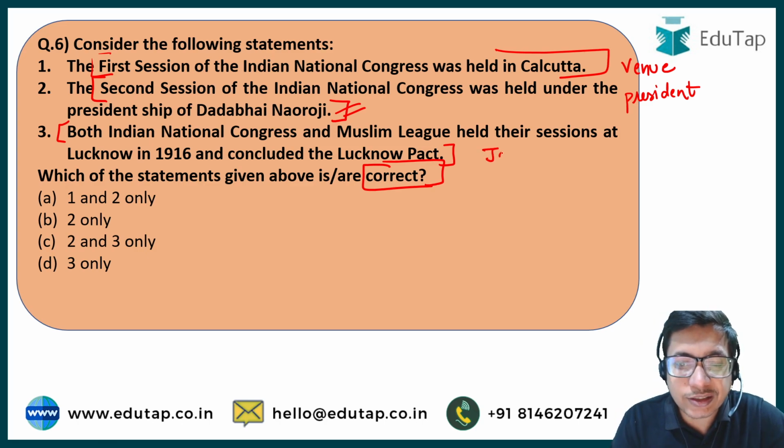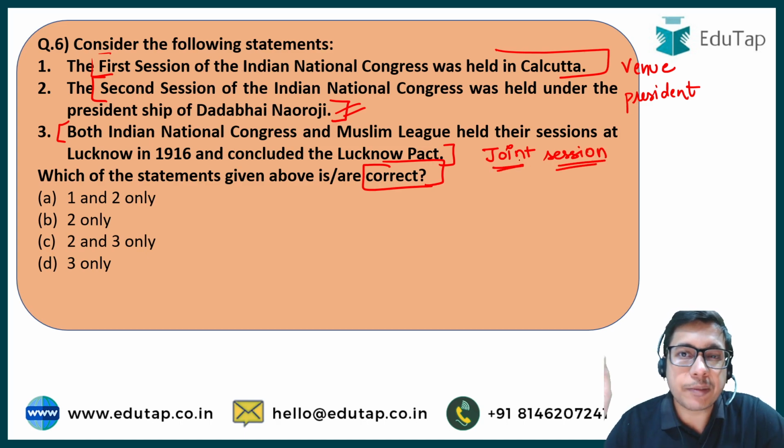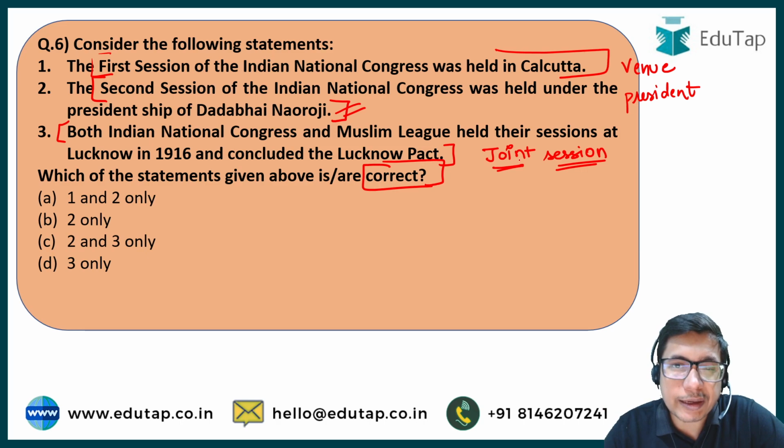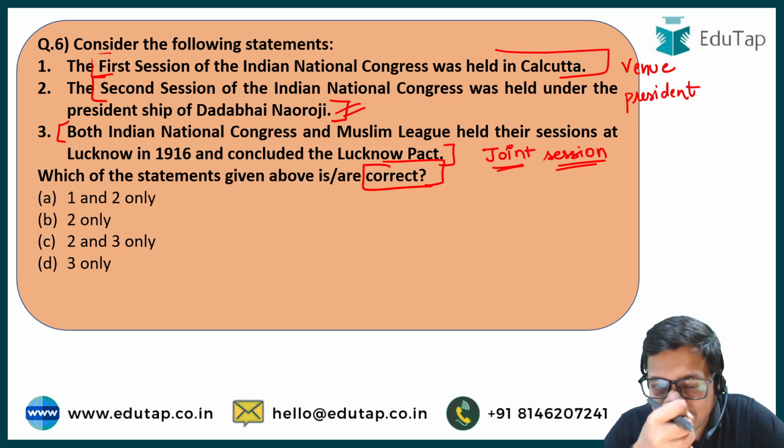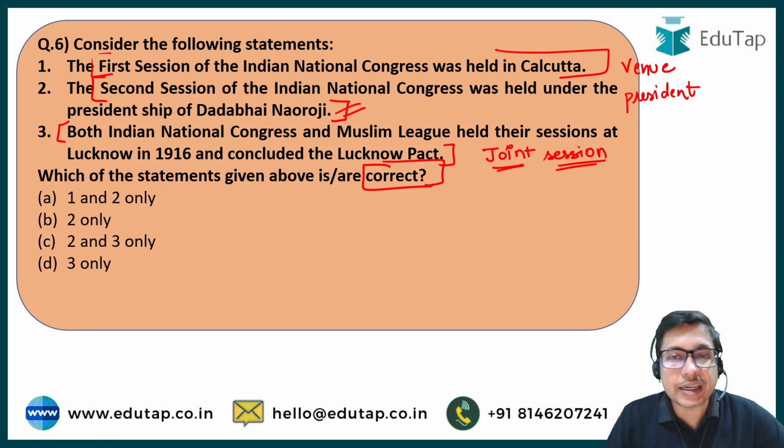This was a joint session. And in this session, the congressmen were led by Bal Gangadhar Tilak, and the Muslim League came up with its own demand that we want Muslims to be integrated and represented in the Indian National Congress. And a Lucknow Pact was reached, in which Congress agreed to give representation in the assemblies to Muslims or to minorities, right? So the third statement is absolutely correct.